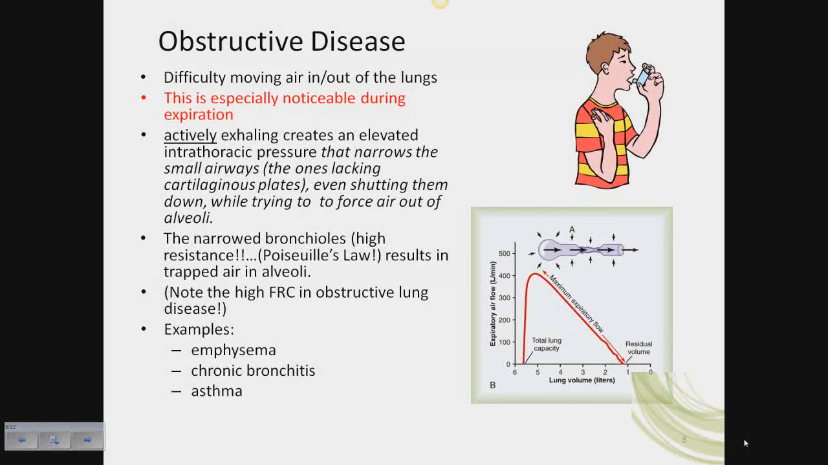So that's going to be an area, of course, of high resistance, which means if you have high resistance, you're not going to get good flow. That meaning you're not going to get a lot of air out. And I will talk about having an elevated functional residual capacity, or FRC, in obstructive lung diseases when I give you more concrete examples as I go through emphysema, chronic bronchitis, and asthma.